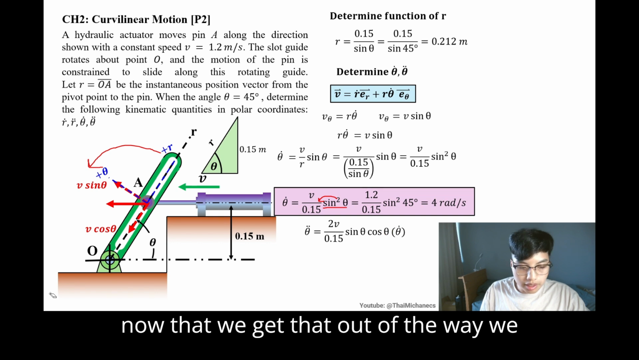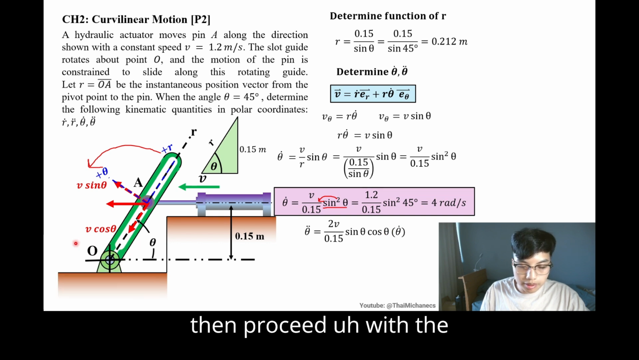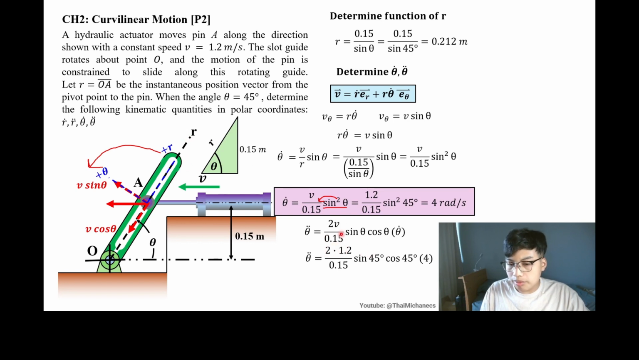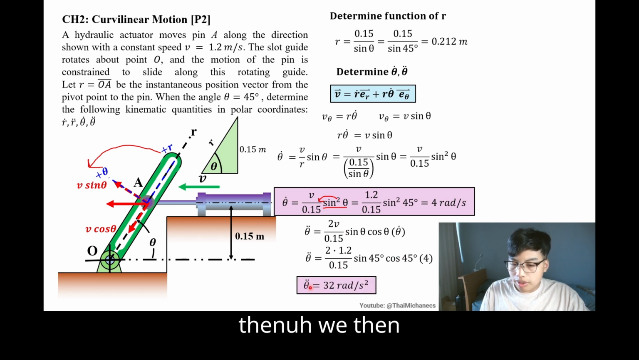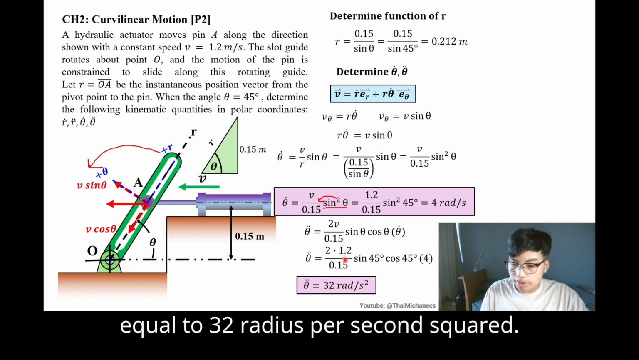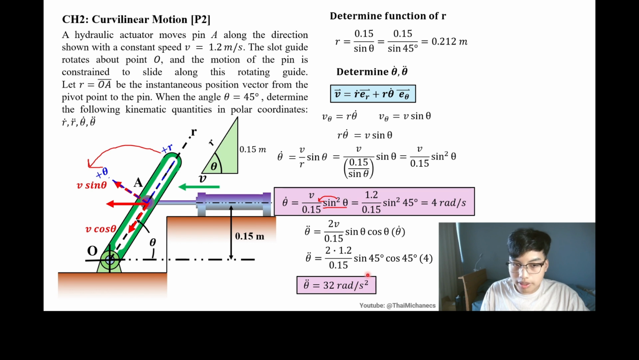Now that we have that out of the way, we proceed with the substitution of the parameters we know: velocity v and angle theta. Then we get the result of theta double dot equal to 32 radians per second squared.